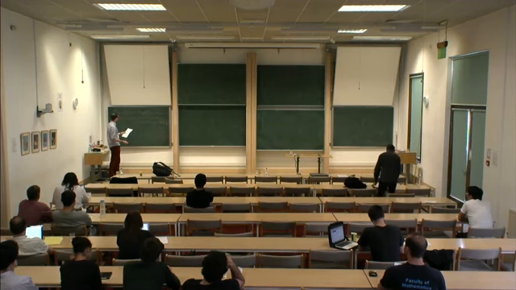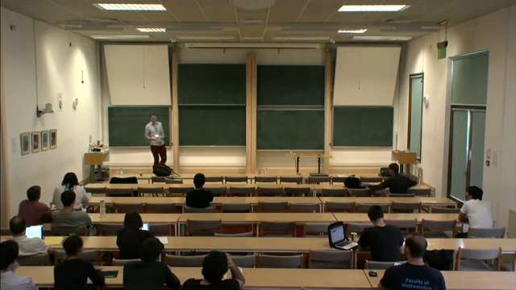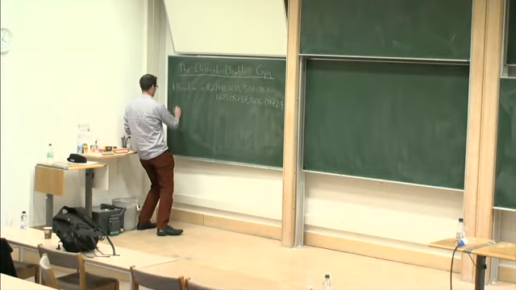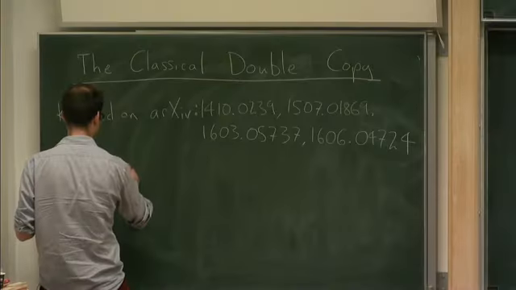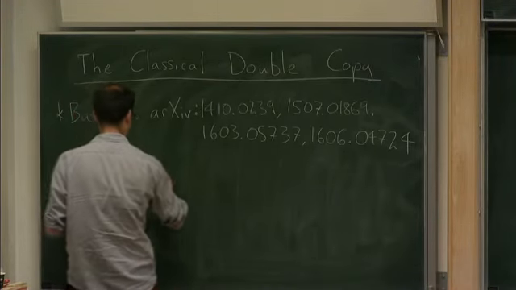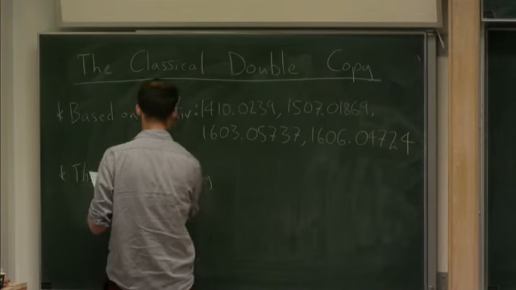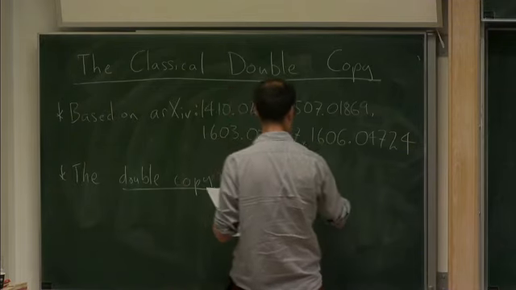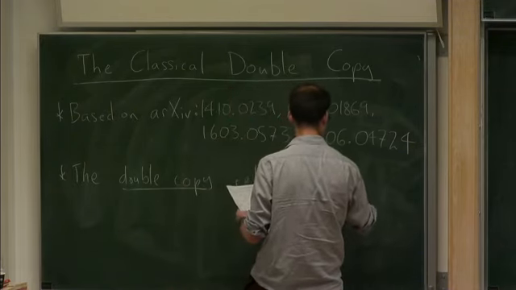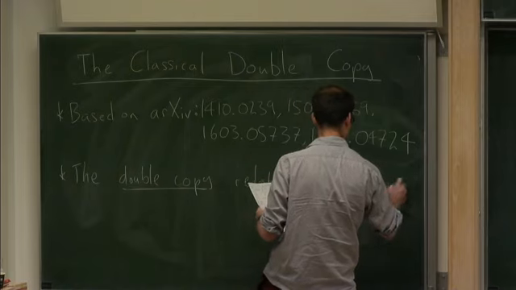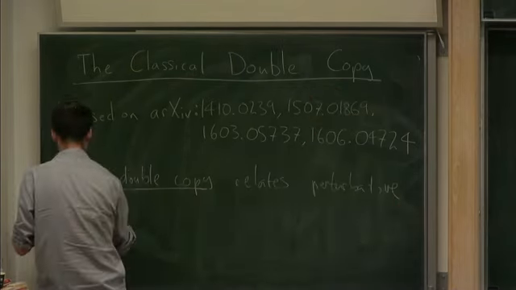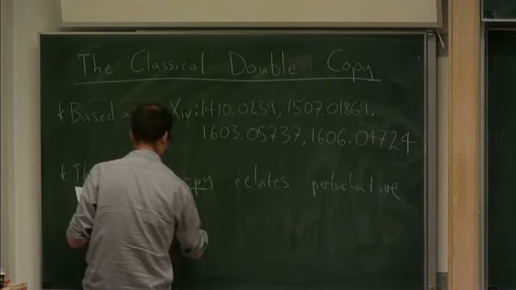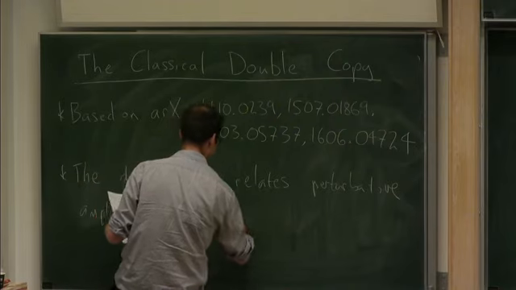So this is going to be a talk about the classical double copy. Let me start by roughly saying what the double copy is, although this is a fairly expert audience. But the double copy relates perturbative amplitudes in gauge and gravity theories.